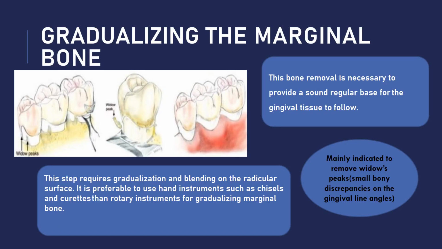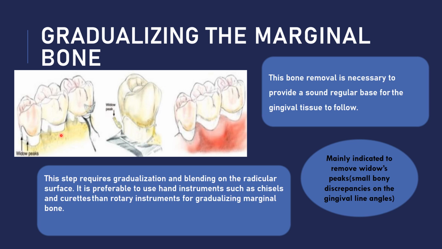Next, coming to the last step, that is gradualizing the marginal bone. This bone removal is necessary to provide a sound regular base for the gingival tissue to follow. We have done vertical grooving, radicular blending, and flattening of interproximal bone. Then coming to the marginal bone, there is smooth adaptation, flap coaptation.